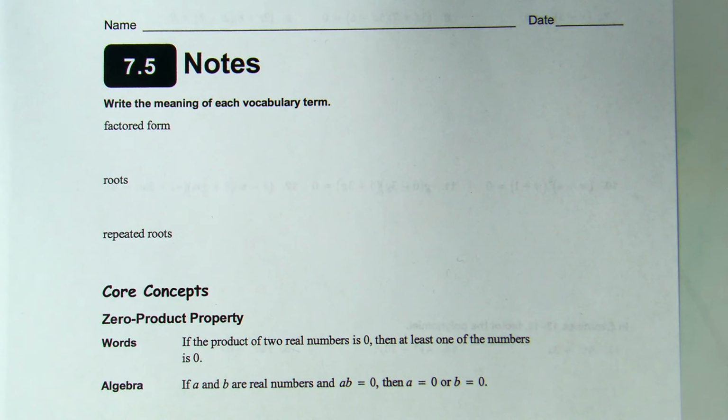We have learned in Chapter 7 about polynomials. We've learned about monomials, binomials, trinomials, polynomials. We have added polynomials together. We've subtracted them from each other. We have multiplied them together. We have divided polynomials, and we've used long division and synthetic division.